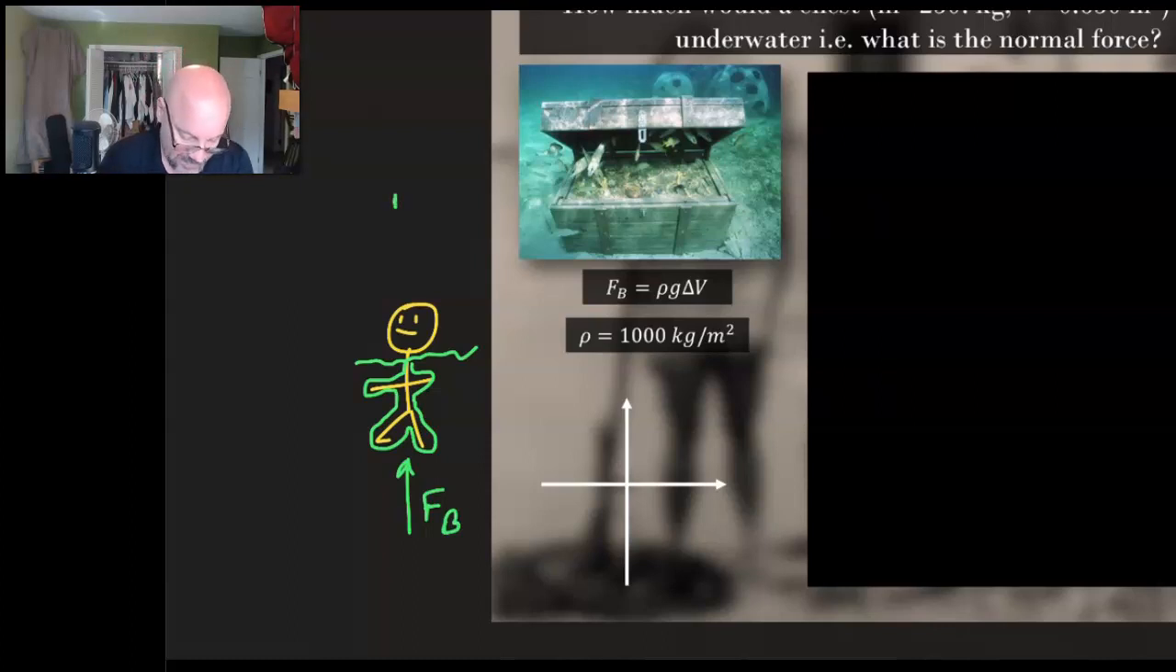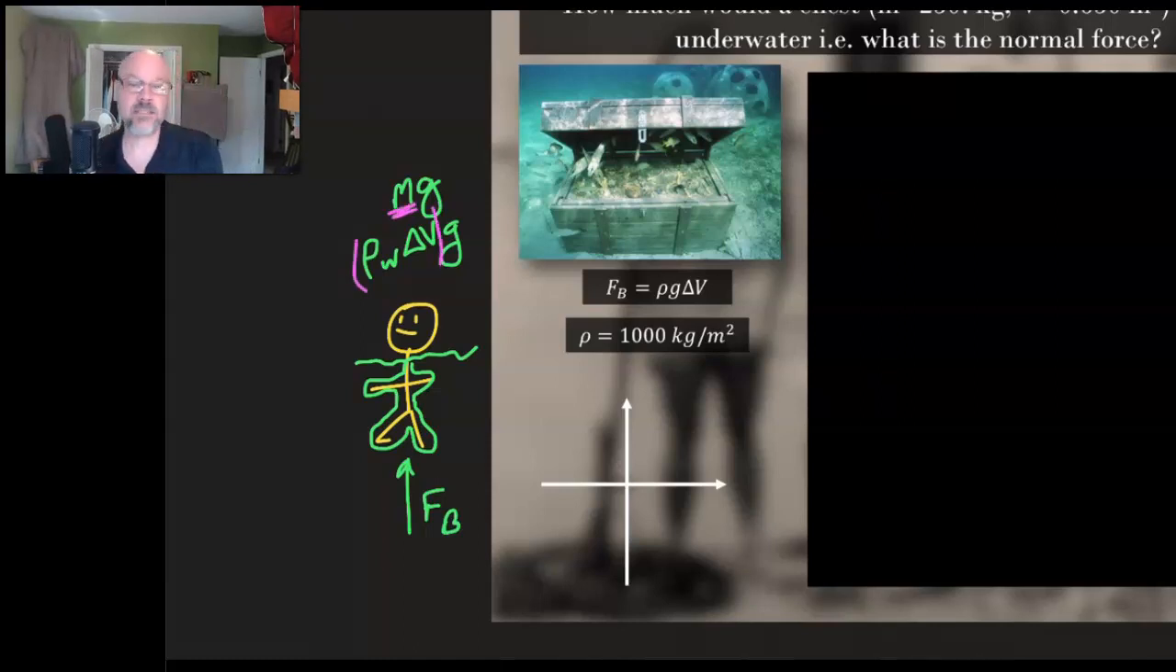Normally we think of the weight as mg. But with buoyant force, it's really the mass of the water that's been moved. So we usually think of it as the density of the water times the volume of the water times g. And you'll notice that rho times volume is a mass.